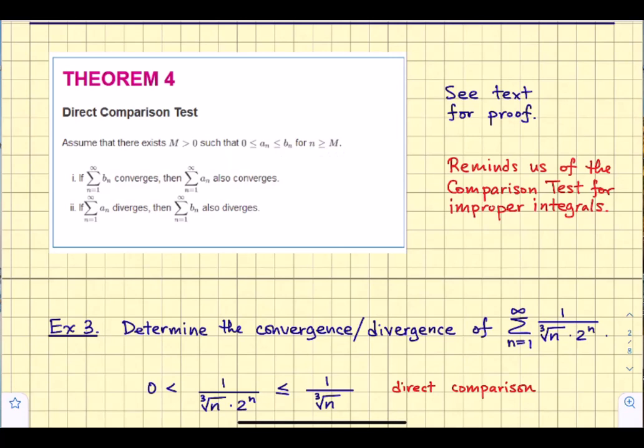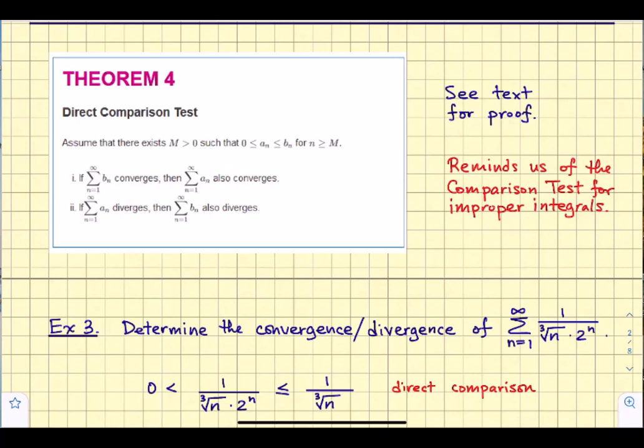All this says is that you have a sub n and b sub n. They're greater than or equal to 0, and a sub n is underneath b sub n, less than or equal to b sub n. And it may not be always true, but it's at least eventually true if you go far enough out in the sequence that this inequality is going to hold.